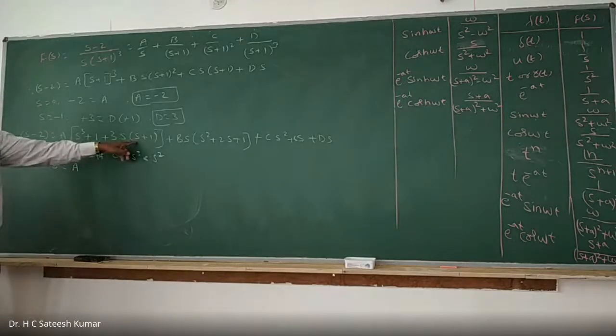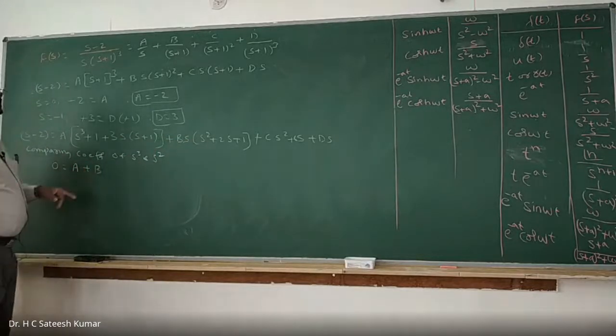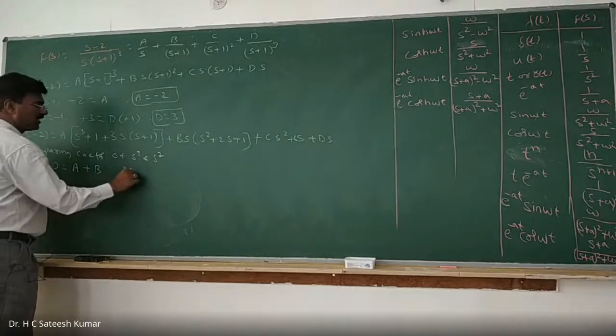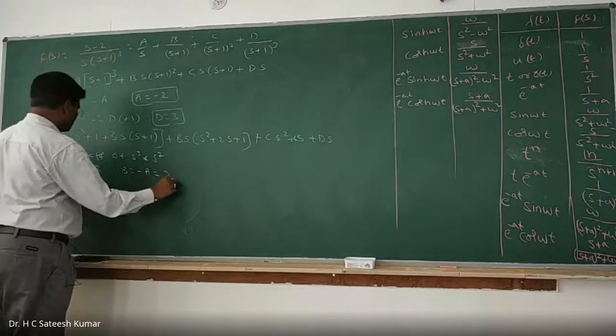And that's all. S cube coefficient is here B plus B. S cube we don't have any term, right? So A plus B is equal to 0, B is equal to minus A, which is nothing but equal to 2.